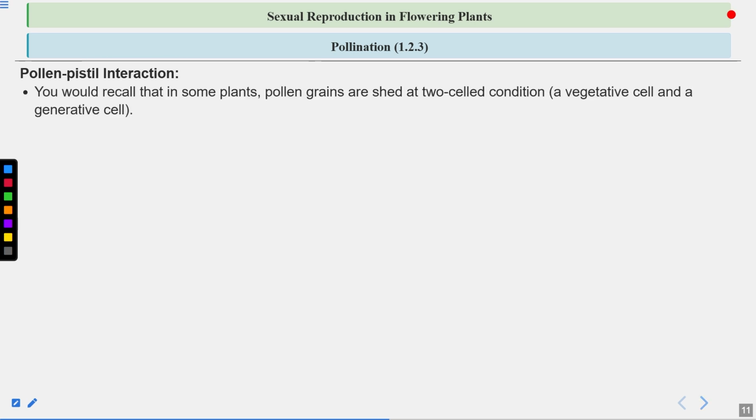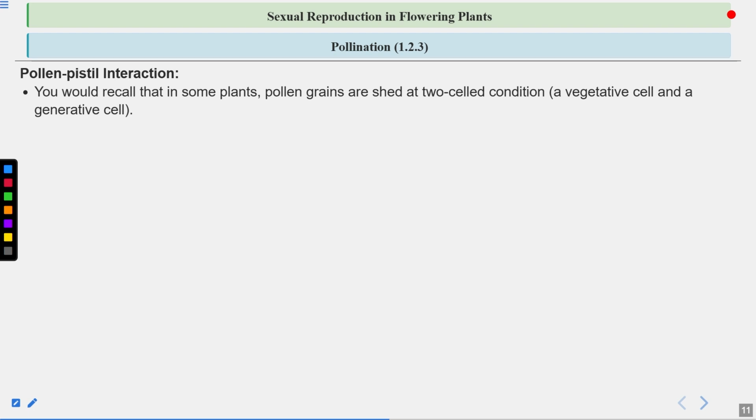So you would recall that in some plants, the pollen grains are shed at the two-celled condition, a vegetative cell and a generative cell. This we have already studied in the male gametophyte in the first lecture, where we discussed that the pollen grain is at the two-celled stage. In 60% of angiospermic plants, the pollen grains are shed off. Shed off means they are released from the anther at the two-celled condition. One is the vegetative cell and one is the generative cell. Clear? Is it clear? Okay.